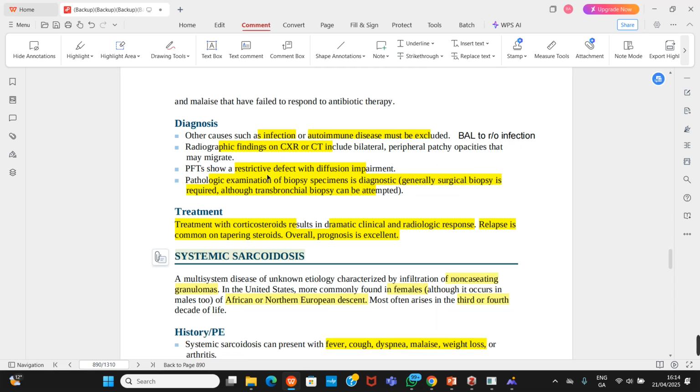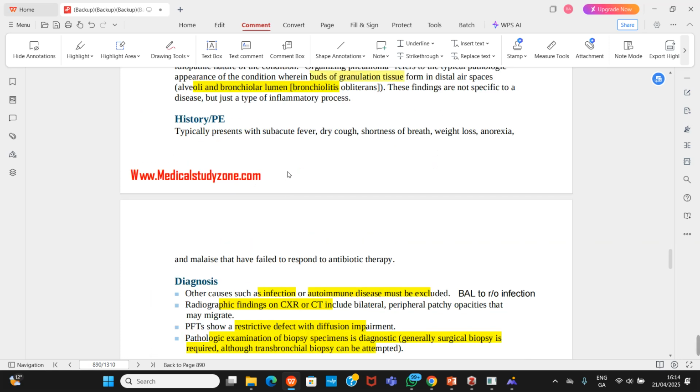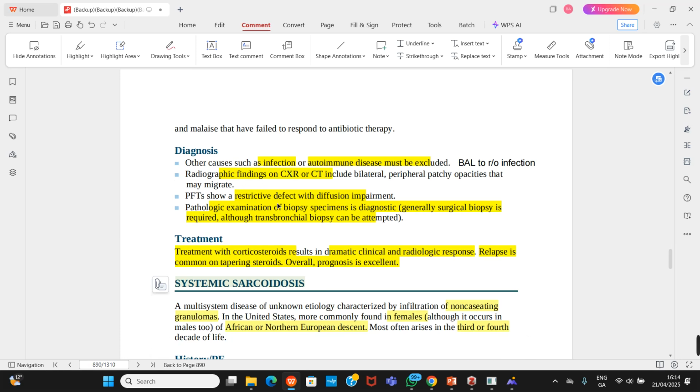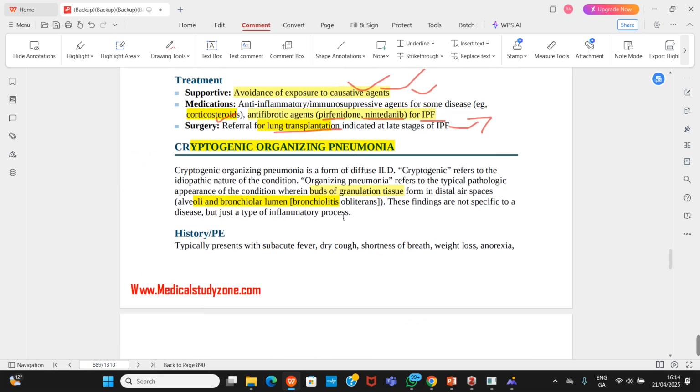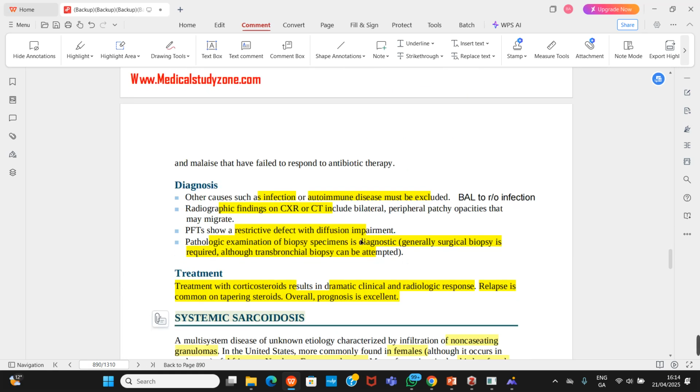Of course, it's going to show a restrictive defect. The only thing you need to ask yourself: a restrictive defect with diffusion impairment. And the diffusion impairment they are talking about, how are we going to know there's diffusion impairment? Anybody? How are we going to know? The DLCO will be low. No catch. We just go and check our DLCO. That's how we are going to know that there's a problem with diffusion.